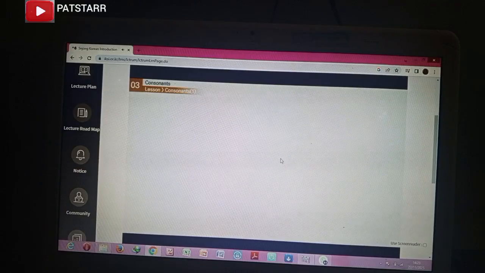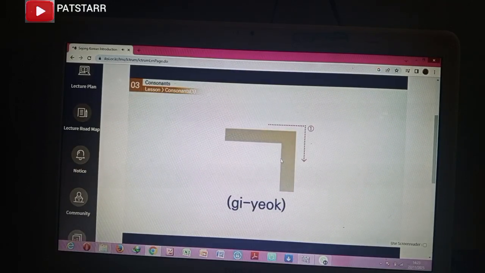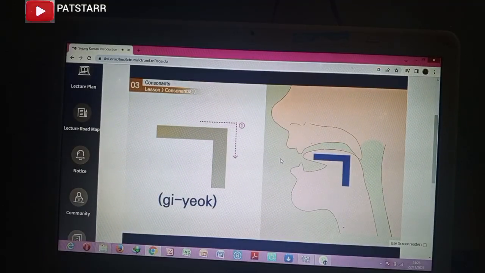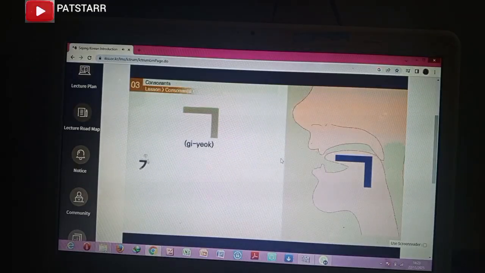Let's take a closer look at consonants, shall we? First up is kiok. When you pronounce kiok, your tongue will make a shape that looks like the character kiok. Listen carefully.